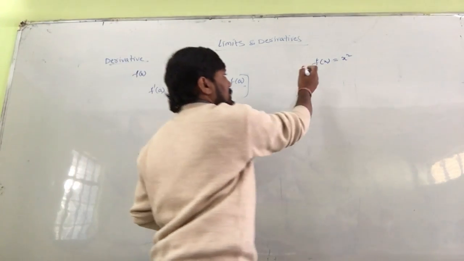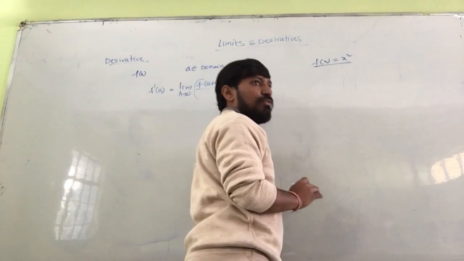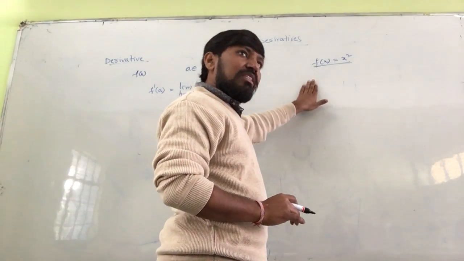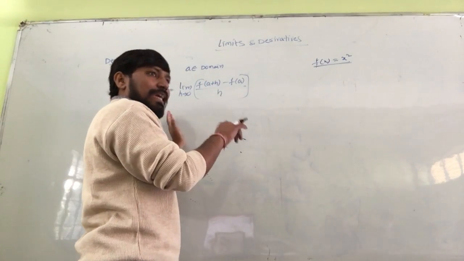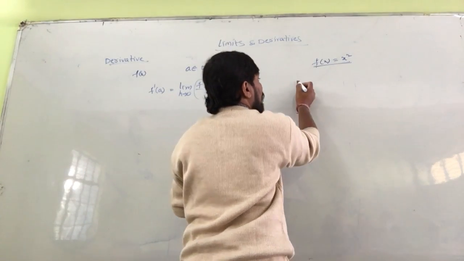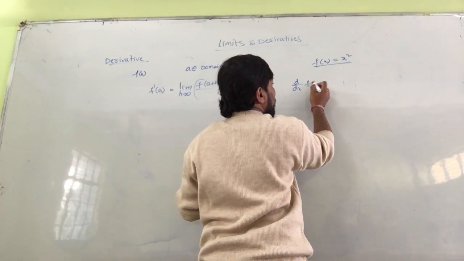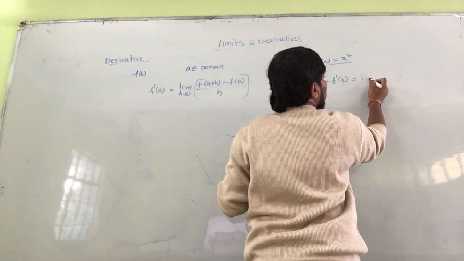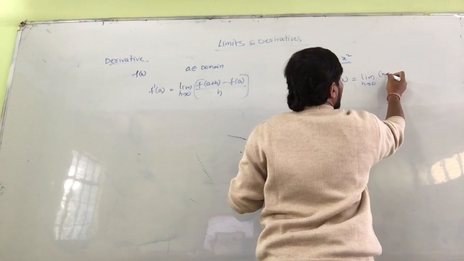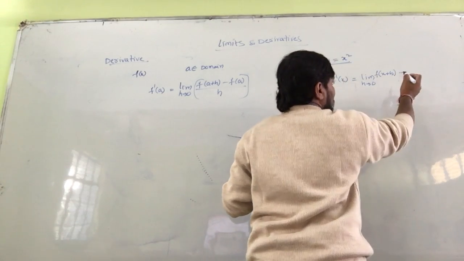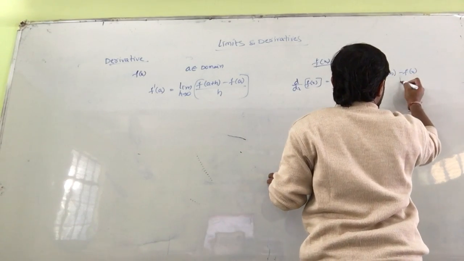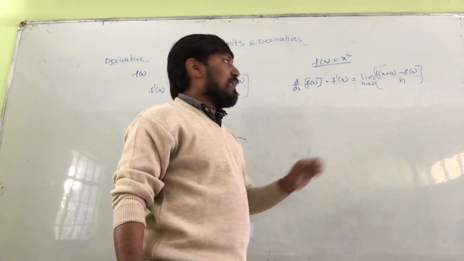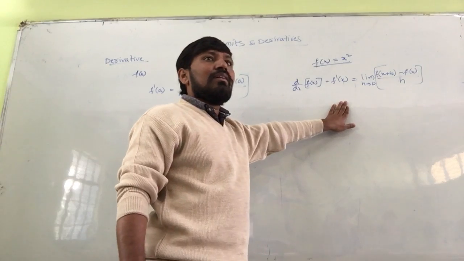Now here f of x is any real valued function. This is the derivative of the function at a. The derivative of the function is denoted simply by d by dx of f of x. This can also be written as f dash of x. This is defined as limit h tends to 0 of f of x plus h minus f of x, divided by h. This is originally the definition of the derivative.